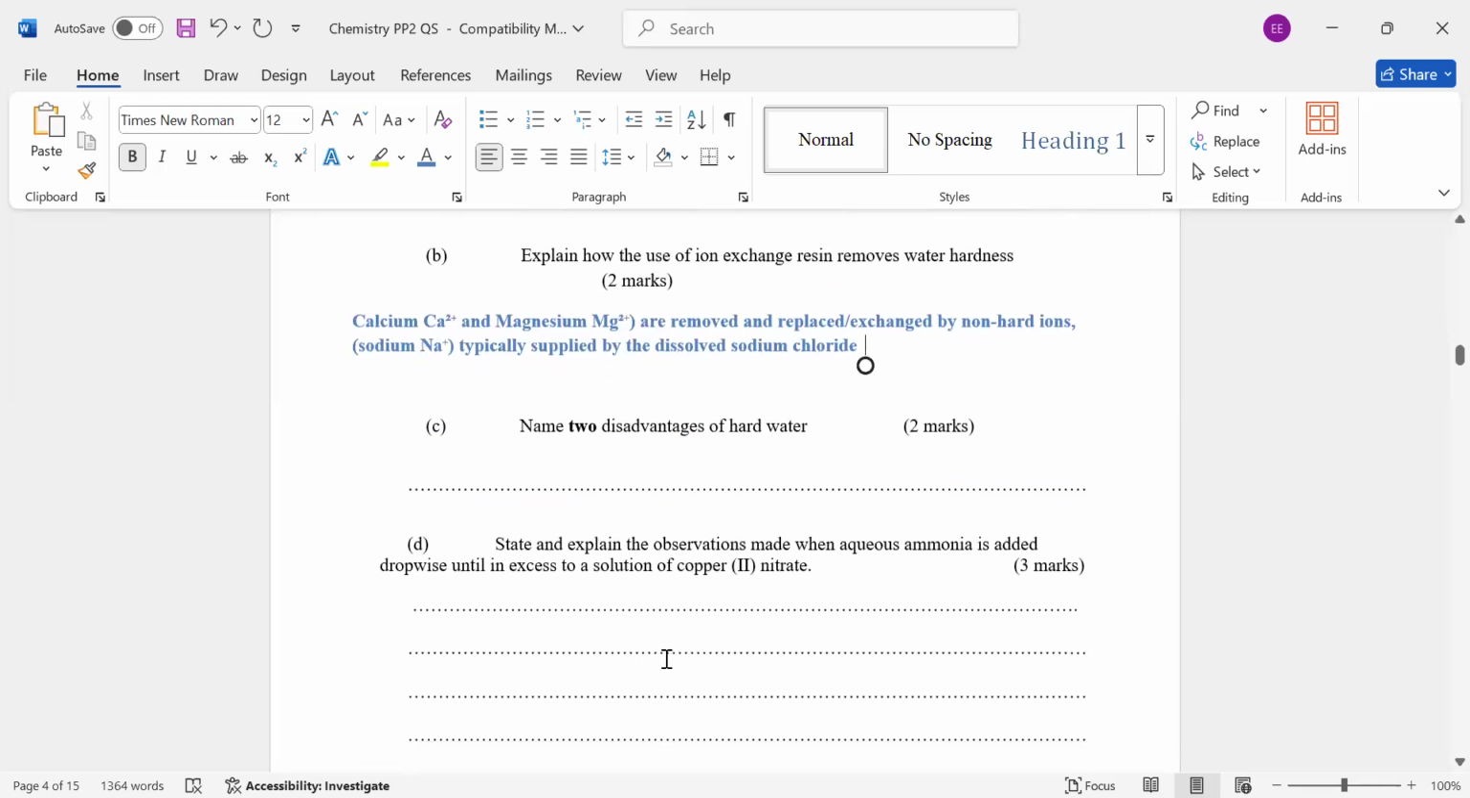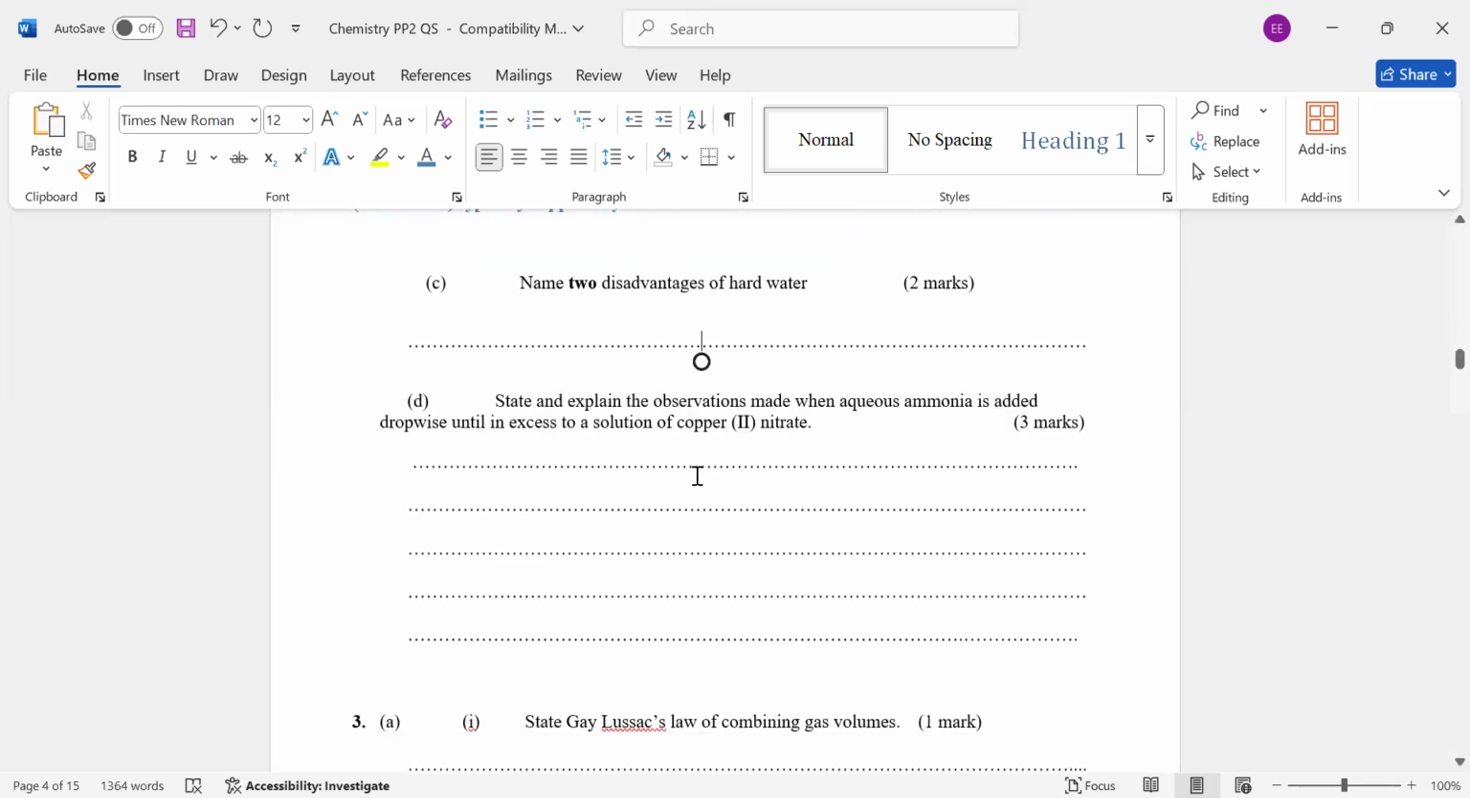Disadvantages of hard water, I will not even look at that as such. There are several of them. We can talk about that: wastage of soap, they can cause blockage in pipes, produces scum, any of those. If you do have a question, please ask.